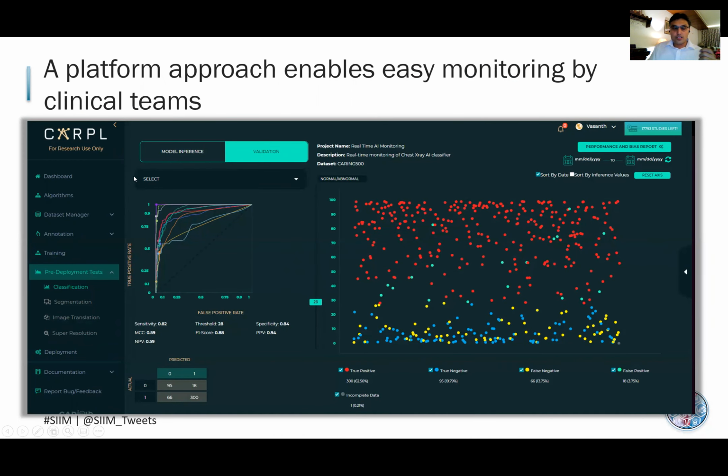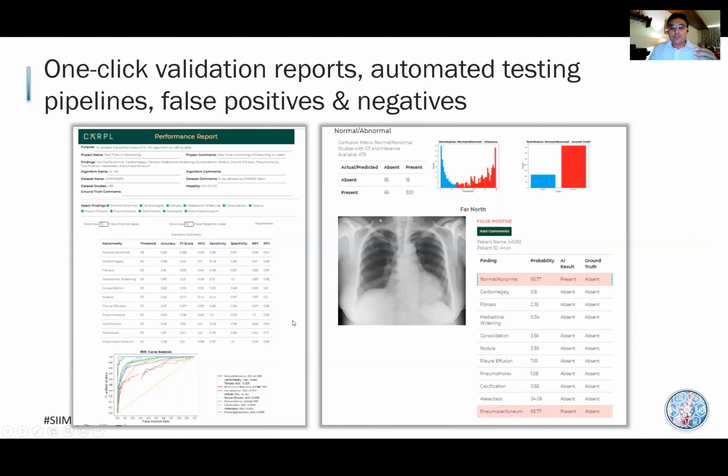A platform approach, and this is a screenshot of Carpal, the platform we have developed, allows you to integrate data, AI outputs, ground truths, and statistical analysis onto a single platform, allowing the user to very quickly build insight about the performance of an algorithm. So here you see the ROC curves, the summary statistics, and a dot plot that enables you to change the classification threshold to play around with the sensitivity and specificity. Once you have all of this data, you can also create one-click validation reports with automatic reporting of false positives and negatives that can be shared with the developers of the models in case needed.